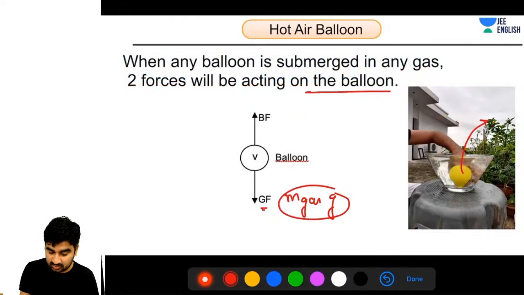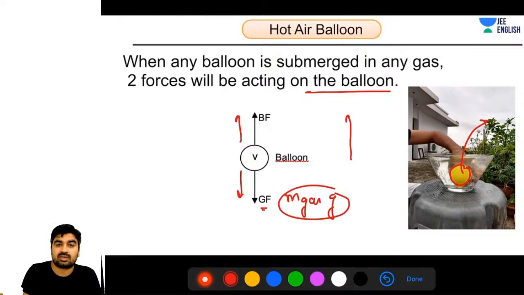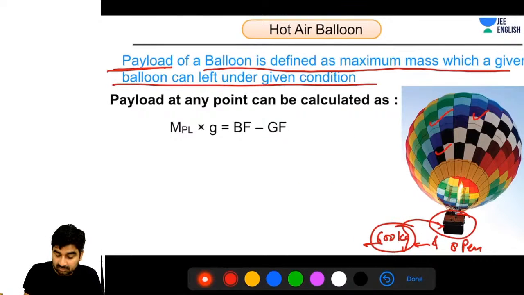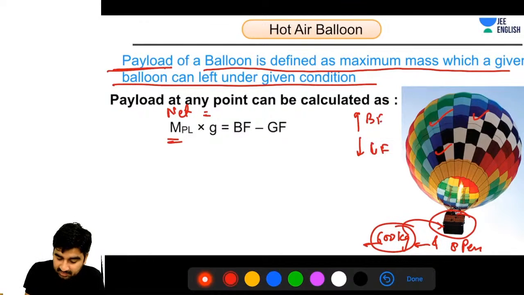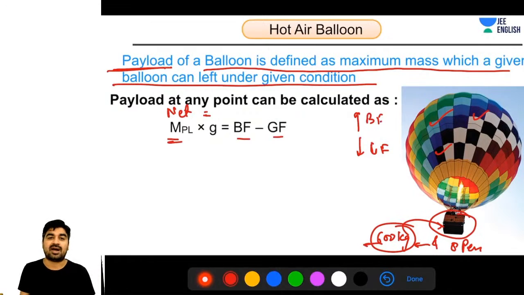So basically I just told you, when you put a balloon in water, it will experience buoyancy force in the upward direction and gravitational force in the downward direction. So if you want to fly the balloon upward, then the mass of payload, or you can say net force, will be equal to the buoyancy force, the force upward, minus the gravitational force, and their difference is going to give you the mass of payload.